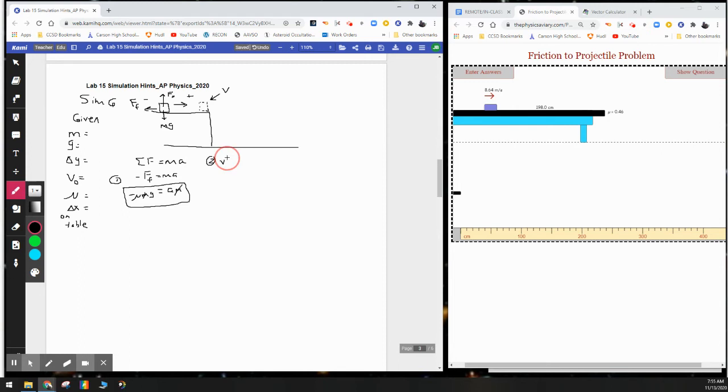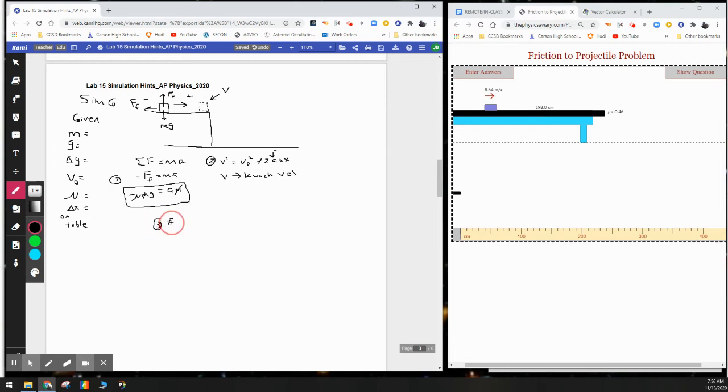Step two is what's the final velocity when it gets to here. So we can probably use v squared equals v0 squared plus 2a delta x. We are given delta x, and we know what v0 is, and we want to find out what v is. Make sure that a is negative, so be careful. That's going to give us our final velocity right here. So from here, we'll get our launch velocity. So this is our launch velocity.